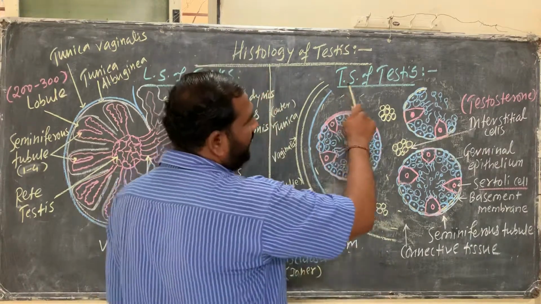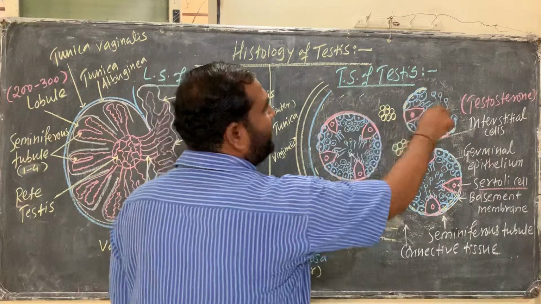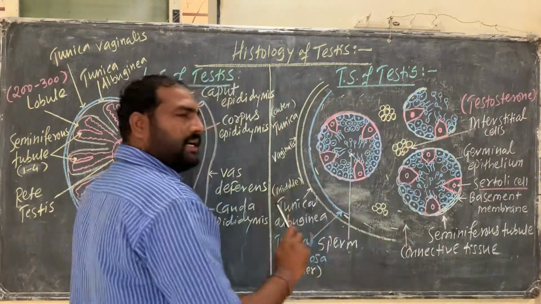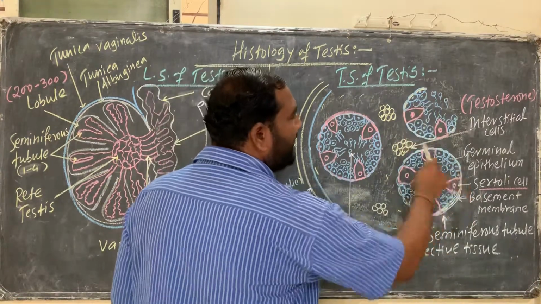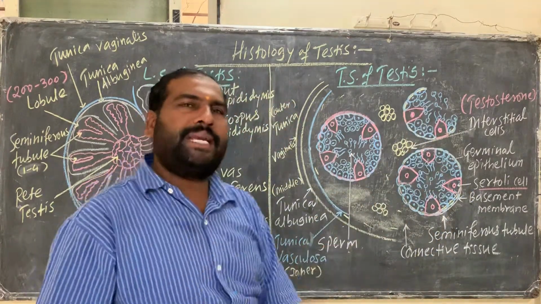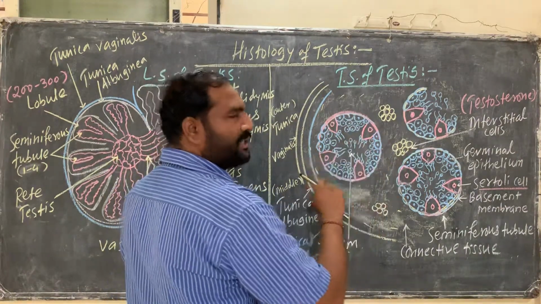So here that is a TS of testis. So TS of testis shows that structure. And what is this structure? This structure is nothing but the seminiferous tubule. So inside the testis there is presence of seminiferous tubules.